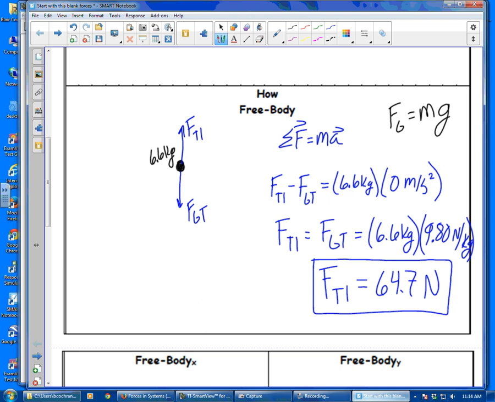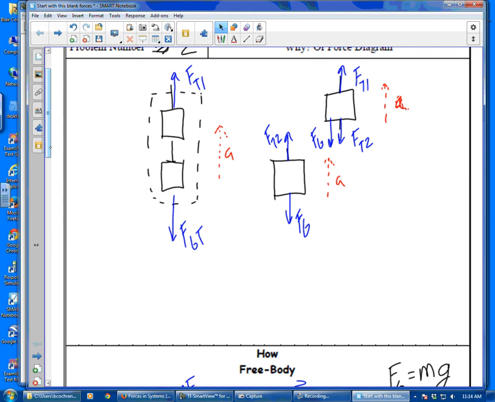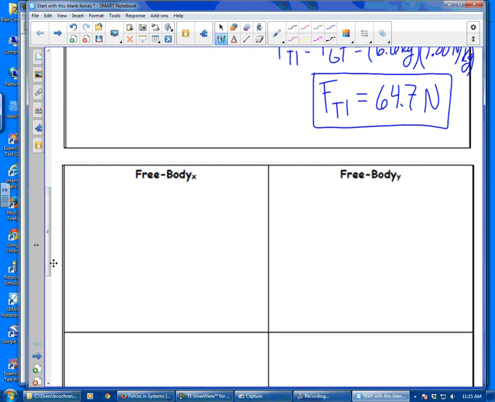Okay, so now I need to find FT2. That's FT1, the top chord. Now I need the lower chord. I'm going to use the bottom bucket. Is that okay? On the bottom bucket, I'm going to draw the free body of it, just because that makes some sense to me. Remember, my equation is sum of the forces equals ma. I'm going to first express it as the free body.